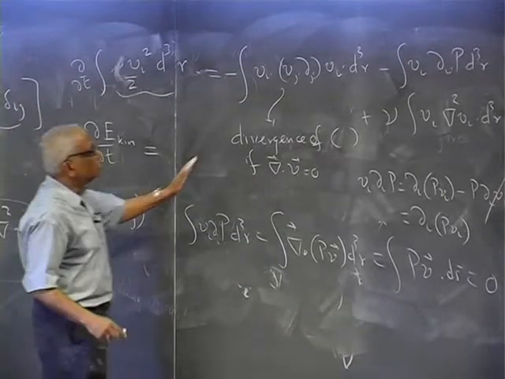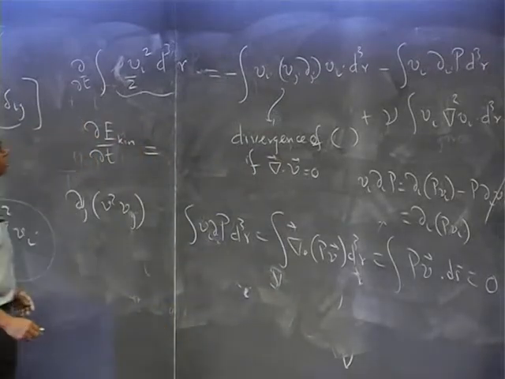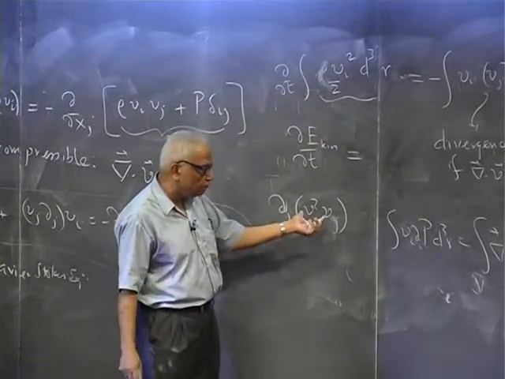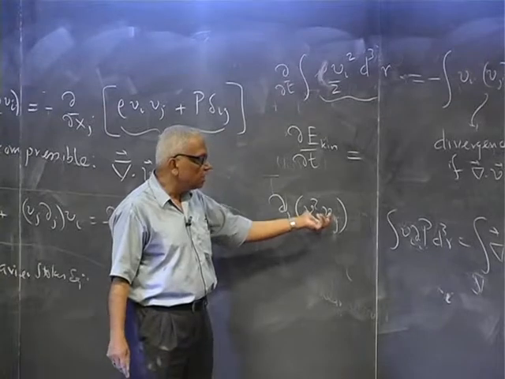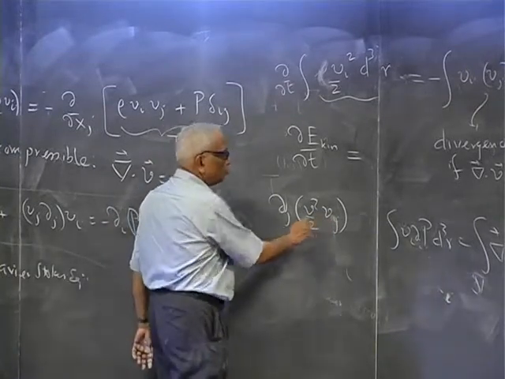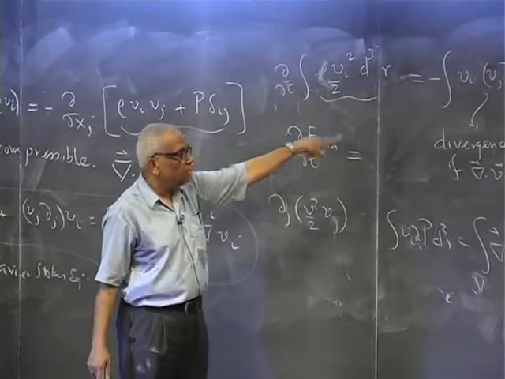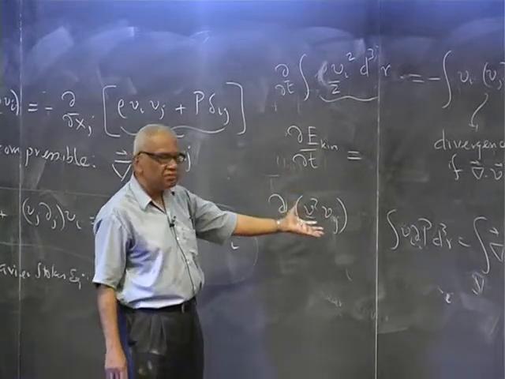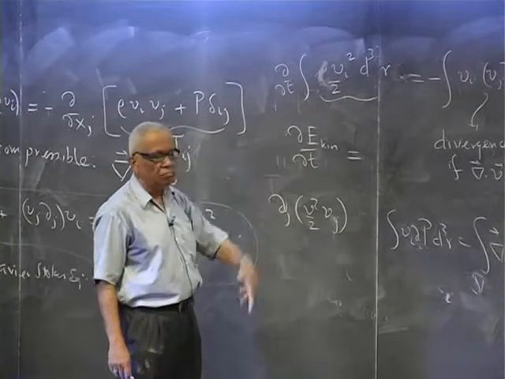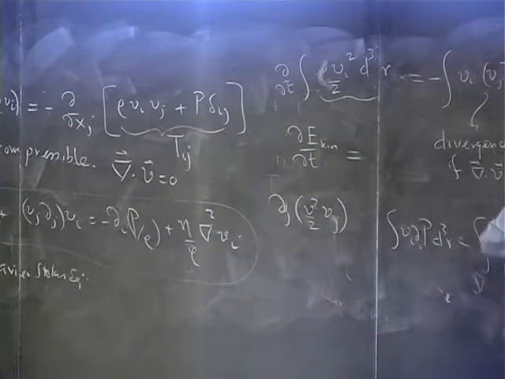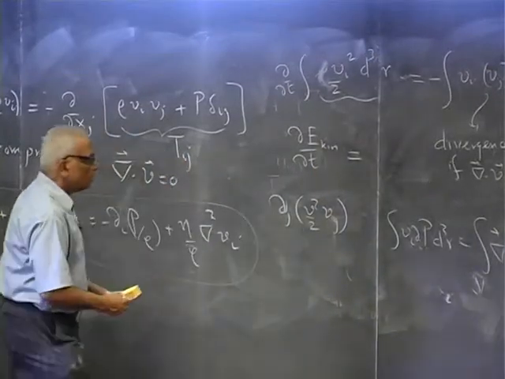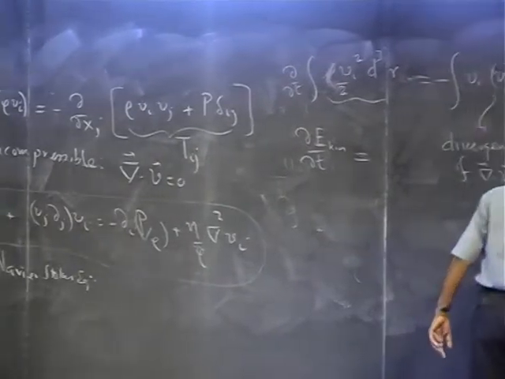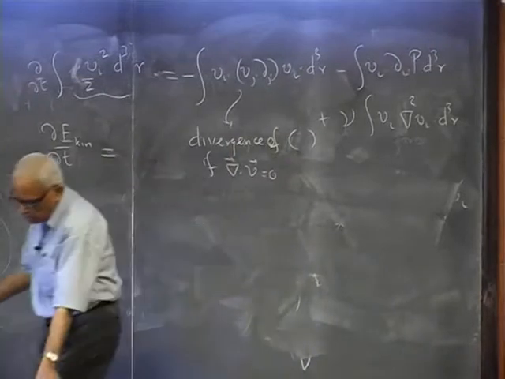So what you should be able to show is that this is also writable as the divergence of what? Obviously there is just one candidate: v squared over 2 times v_j. So do that little bit of algebra which will write that as a divergence. Once it's a divergence, it becomes a surface integral. On the surface, the v's vanish, equal to 0. So out go these two terms, and then it is left to the viscous term to see where we go.